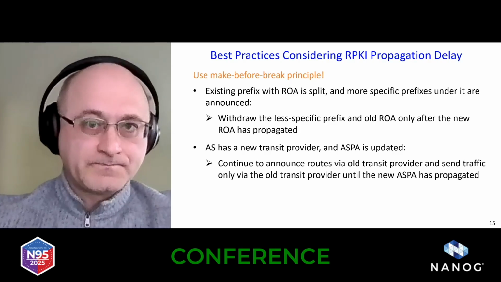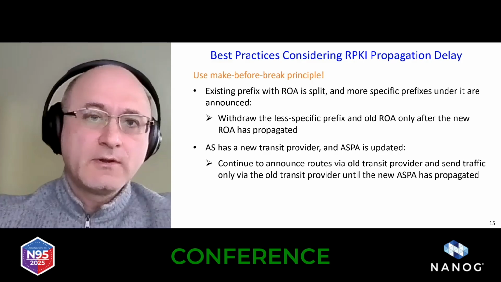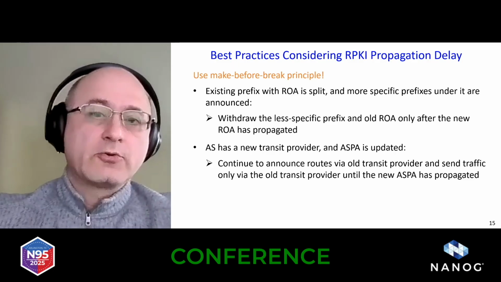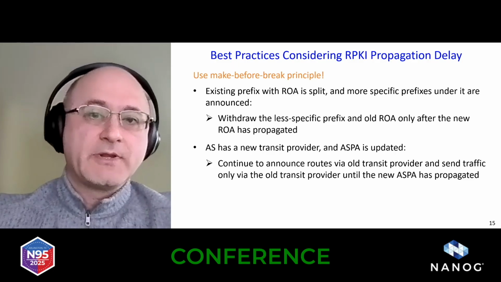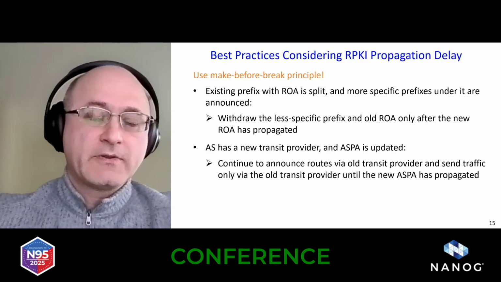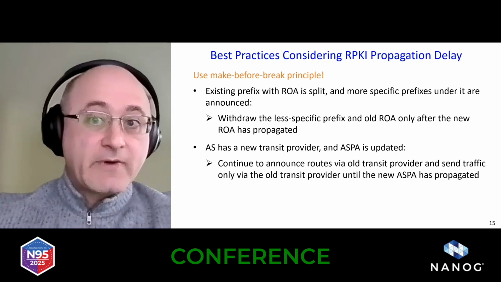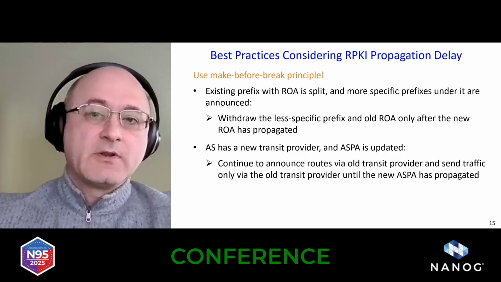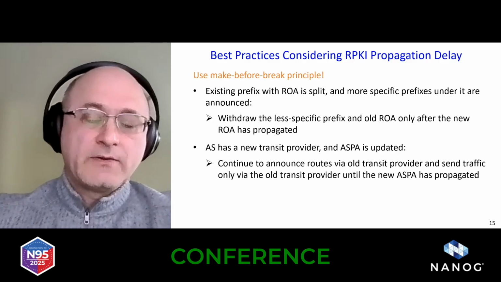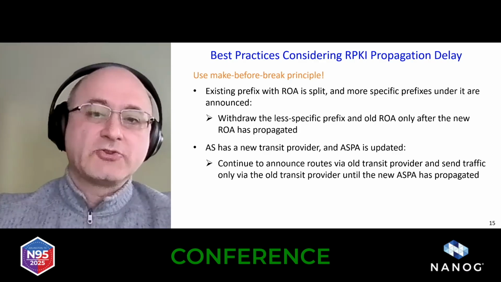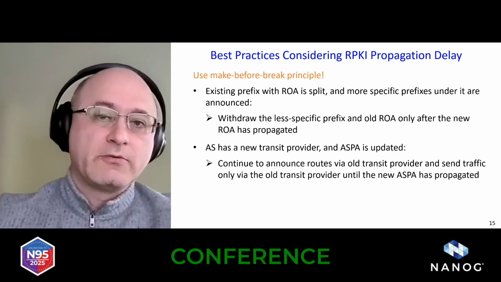If you have an existing prefix in a ROA and you want to change the ROA, split it, wait until the new ROA has propagated before you withdraw the original prefix. If you got a new transit provider, wait until ASPA has propagated before you start using that transit provider. So continue using the old one until RPKI has been updated and its propagation has reached all the users.